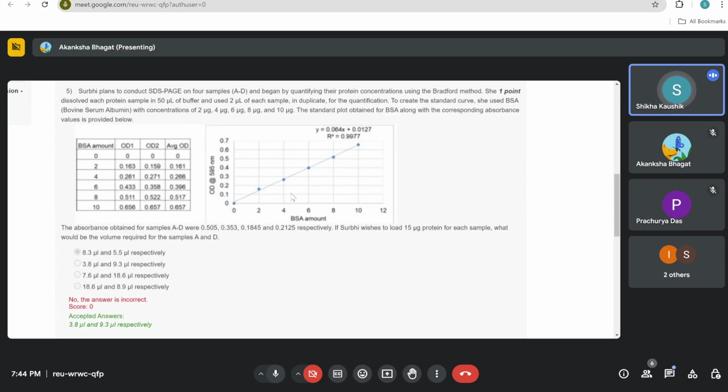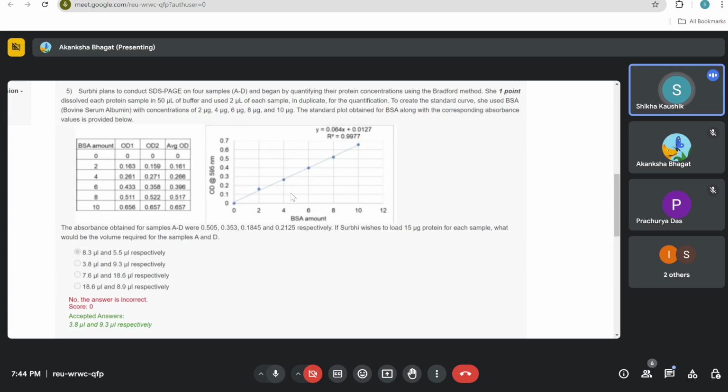So we plan to conduct SDS page on 4 samples A to D and begin to quantify their protein concentration using Bradford. She dissolved each protein in 50 microliter of the buffer and used 2 microliter of each sample in duplicate for quantification. So basically she has diluted the sample. But कितना protein लिया? Anyways, leave it. To create a standard curve, she used BSA 2 microgram, 4 microgram. उसने standard curve बनाया. Standard plot हो गया. Now she has these values.